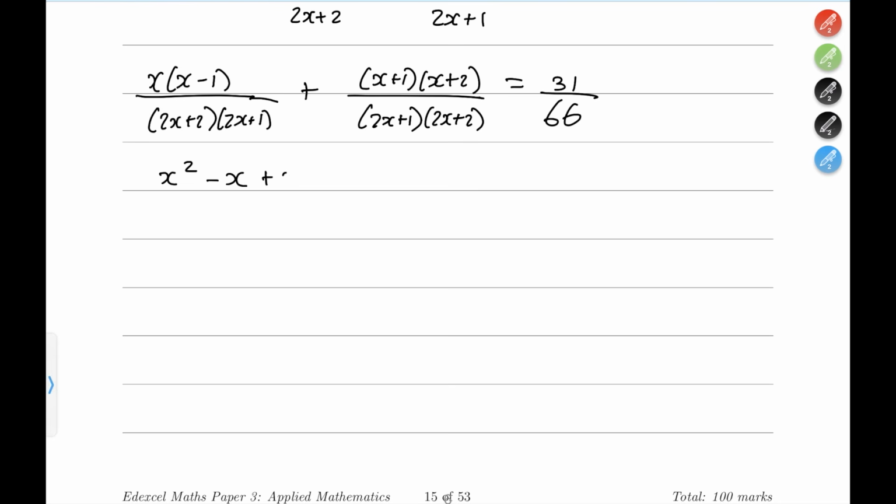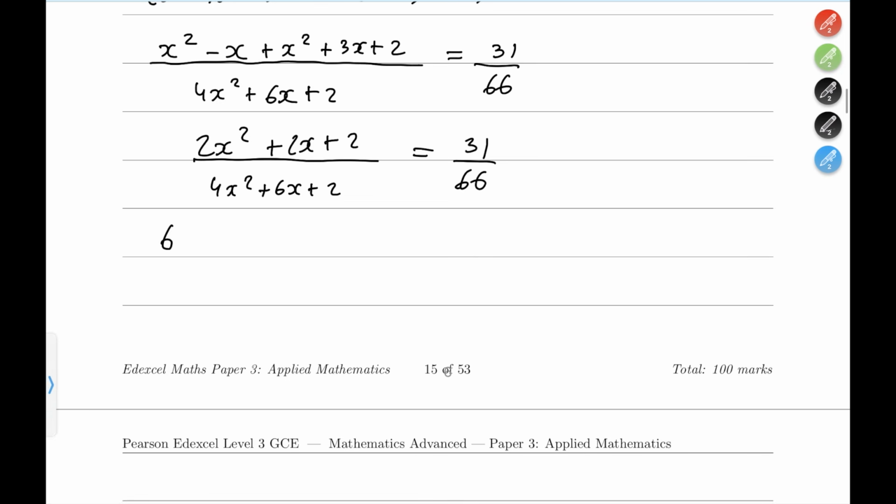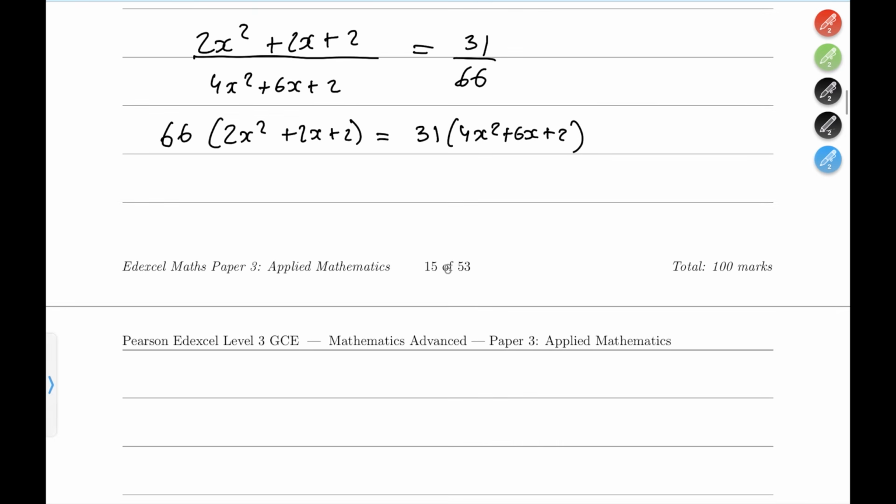So x squared minus x plus x squared plus 3x plus 2 all over, and I'm going to expand the bottom as well: 4x squared plus 2x plus 4x, which is 6x, plus 6x plus 2, and that is equal to 31 over 66. So let's now simplify the top: 2x squared plus 2x plus 2 over 4x squared plus 6x plus 2 is equal to 31 over 66. Now let's multiply by 66 and 4x squared plus 6x plus 2. So we're going to get 66 times 2x squared plus 2x plus 2 is equal to 31 times 4x squared plus 6x plus 2. Now let's expand this again.